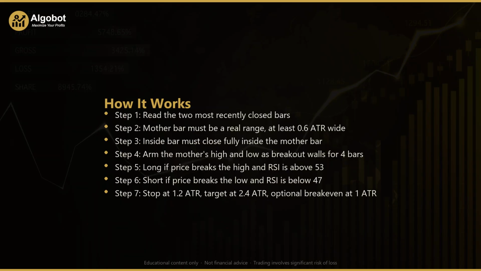Next, it checks the newer candle, the inside bar. For a valid setup, that candle's high must be below the mother's high, and its low must be above the mother's low. In other words, it has to be completely contained. When both conditions are met, the strategy arms the trade.